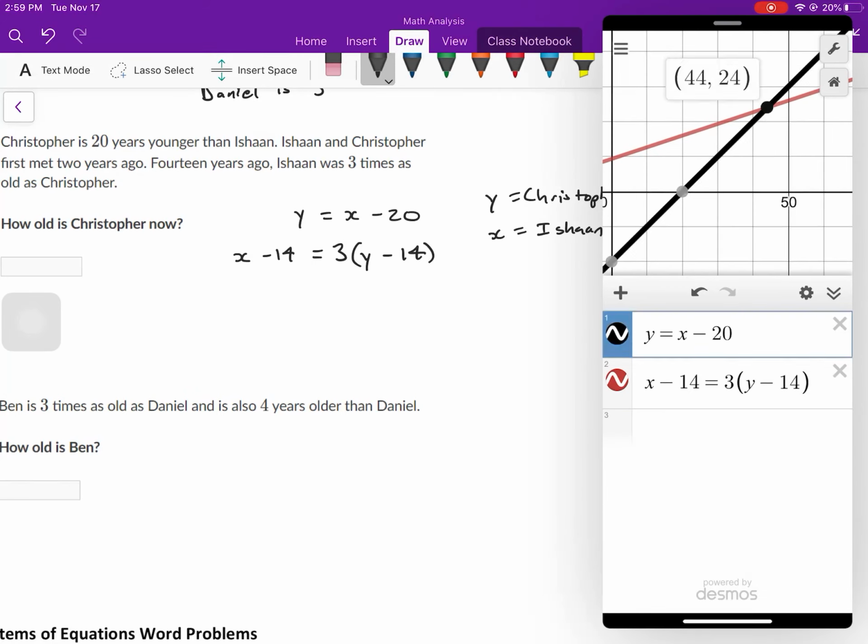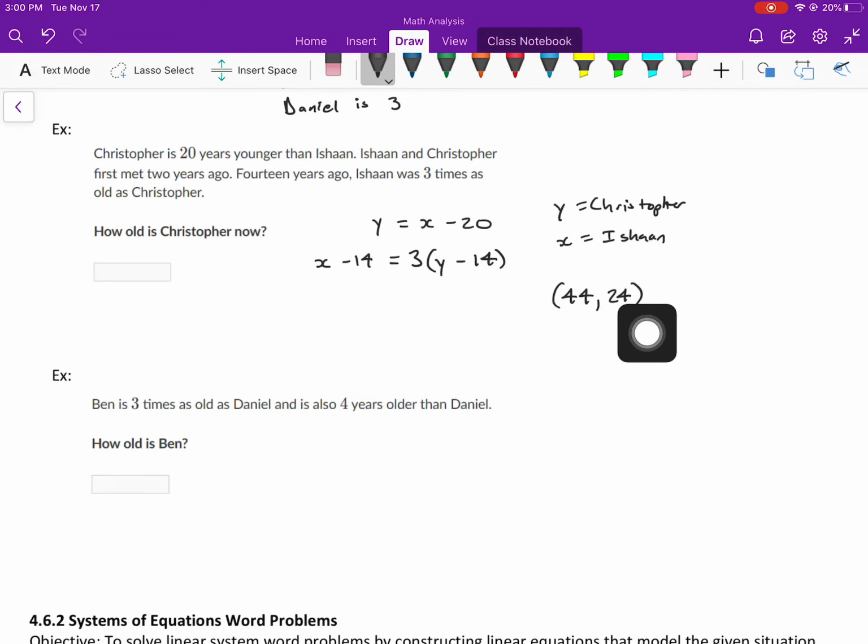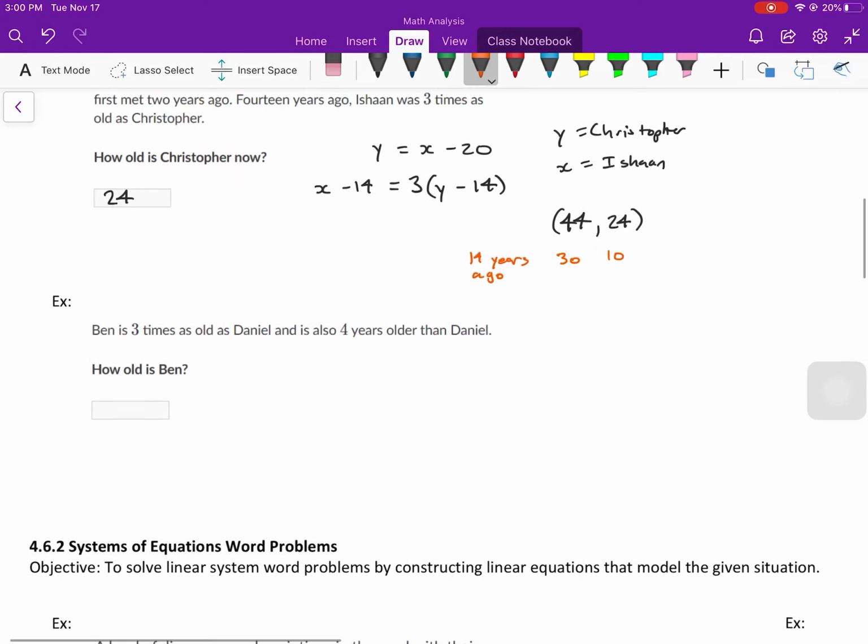Let's see where they meet. Okay, so X is 44 and Y is 24. That's making sense because obviously, 44 and 24 there. Ishan is 20 years older, right? Or Christopher's 20 years younger, so Christopher's got to be 24. And if you go back 14 years, then this would be 30 and 10, and that would make it 3 times as old, right? Just to check those ages.